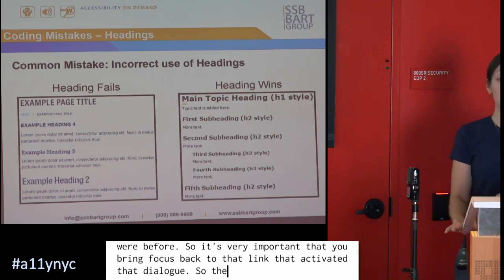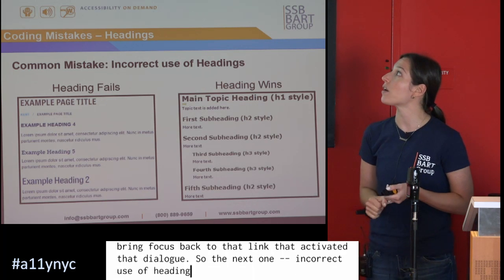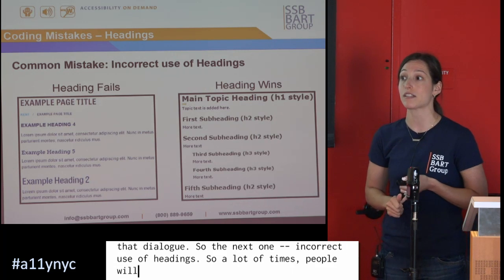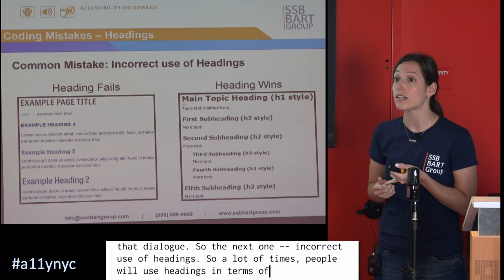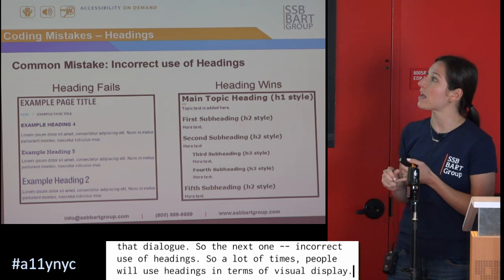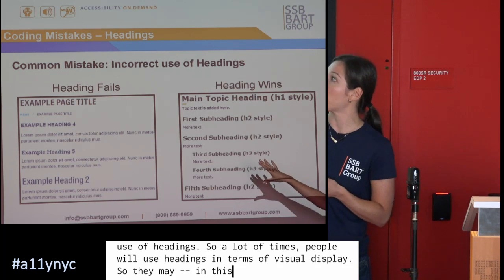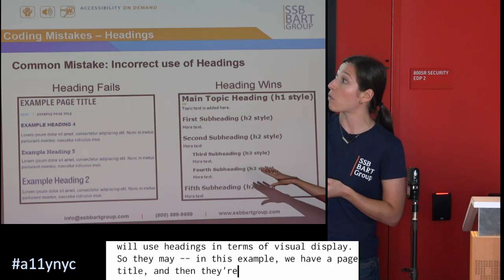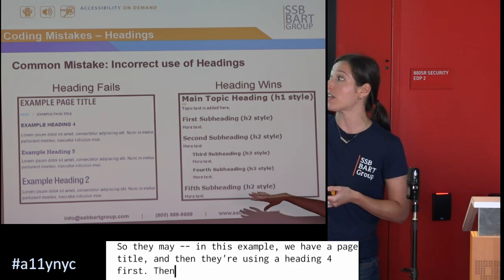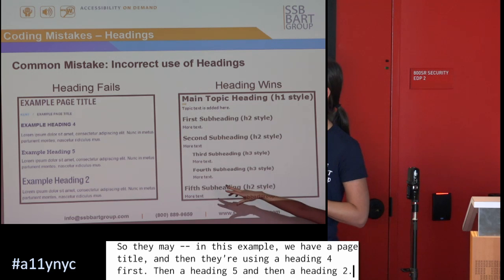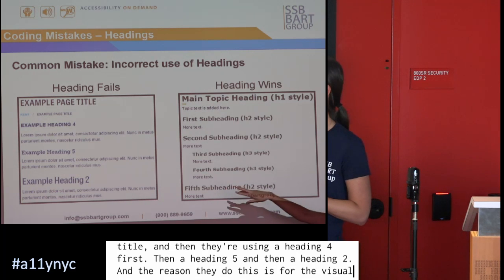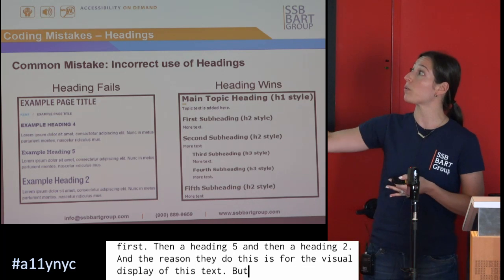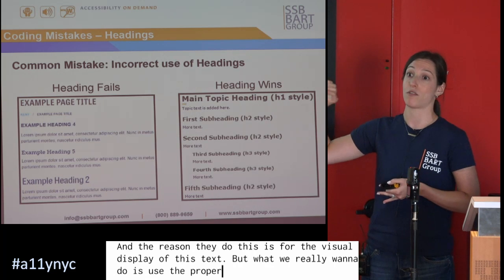So the next one, incorrect use of headings. A lot of times people will use headings in terms of visual display. So in this example, we have a page title, and then they're using a heading 4 first, then a heading 5, and then a heading 2. And the reason they do this is for the visual display of this text. But what we really want to do is use the proper order of those headings.